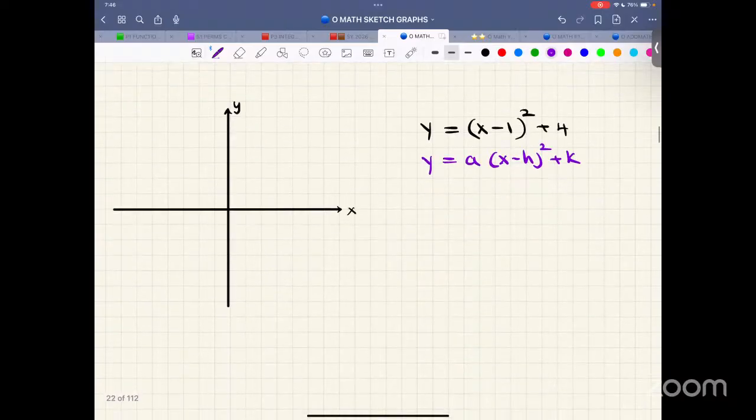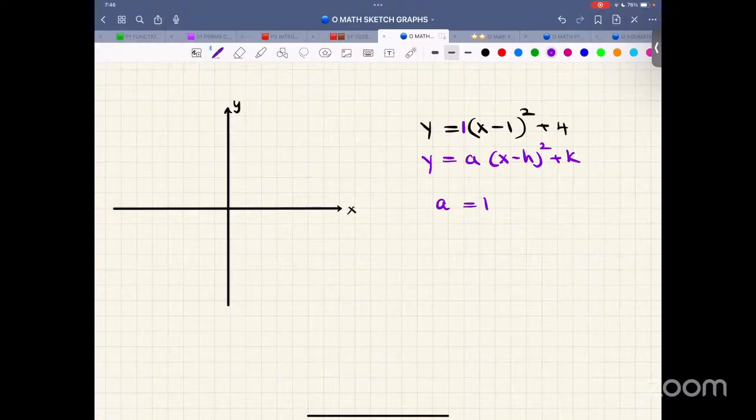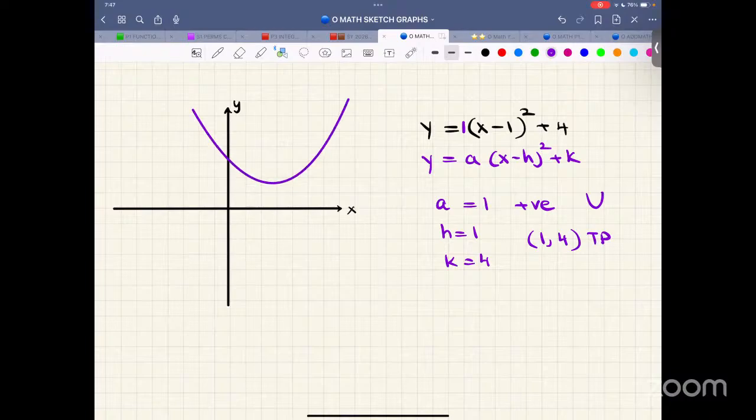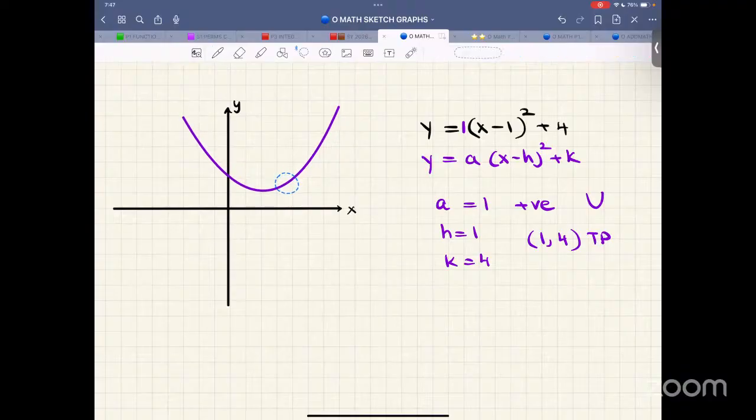So now over here, if I compare, there is a 1 over here. So a is 1, which is positive. That's the shape. Minus h is minus 1. Therefore, h is 1. And k is 4. Therefore, 1 comma 4 is the coordinate of the turning point. So this time you are interested in the shape and in the turning point. And that is how it looks. So it's not an exact diagram, but whatever we can do. So this is 1, this is 4, and that's how the curve looks like.